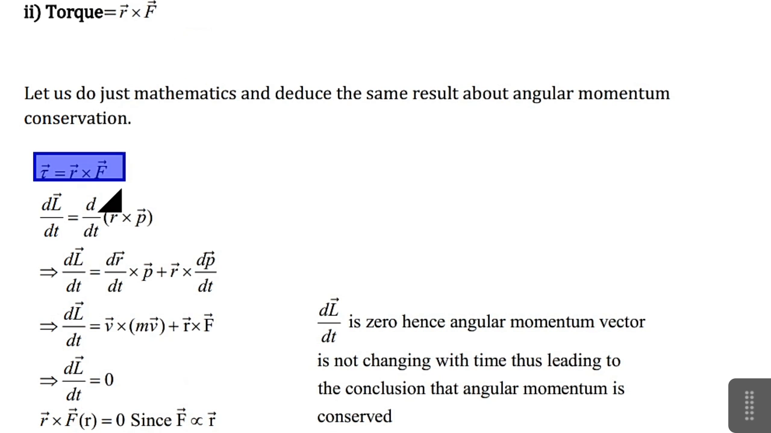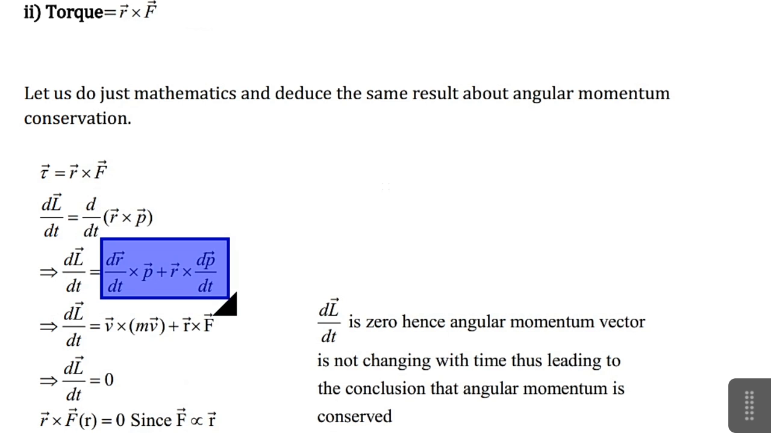Now we know that torque is the rate of change of angular momentum, and we know that force is d by dt of p, that is the rate of change of momentum. Since r is constant, d by dt will come outside. Now this rate of change of angular momentum, on the right hand side, we have applied the product rule.